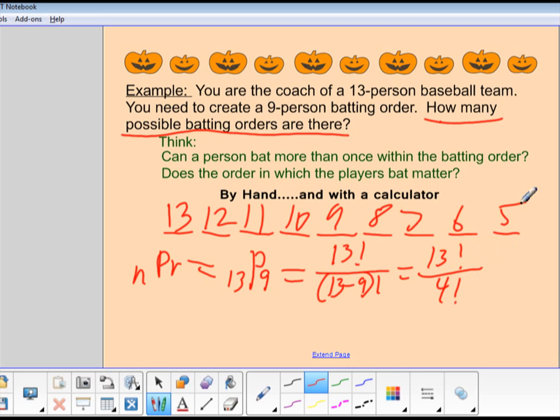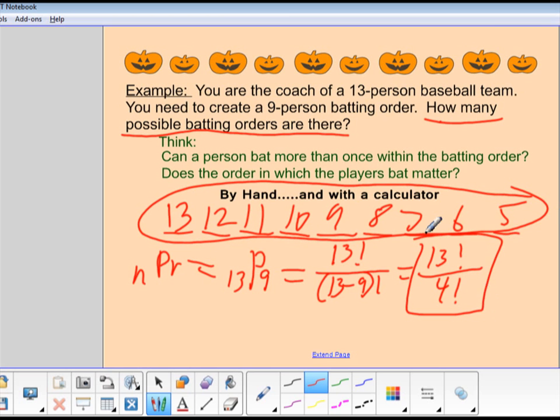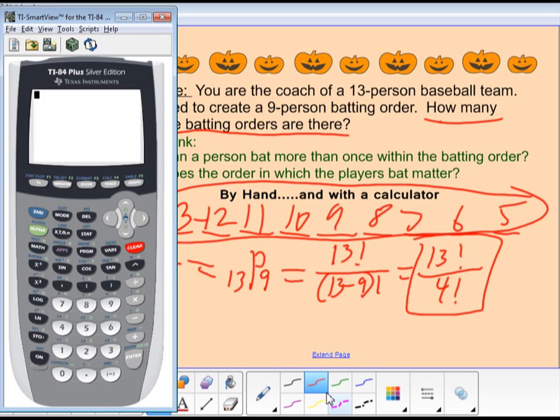And what does that leave you with? It leaves you with this. But this is much easier to calculate, much easier to type into your calculator than this big long thing is. So you can see this is an example where using this formula is handy. And I want to show you what that looks like on the calculator.